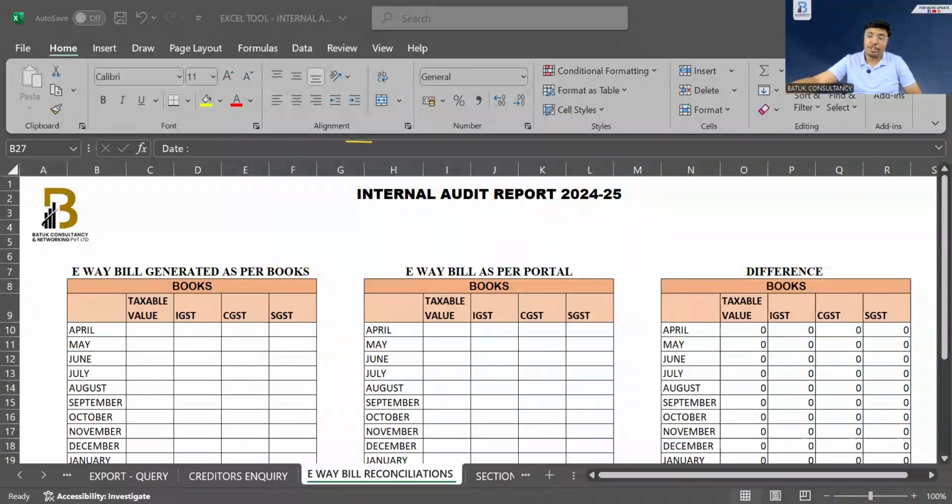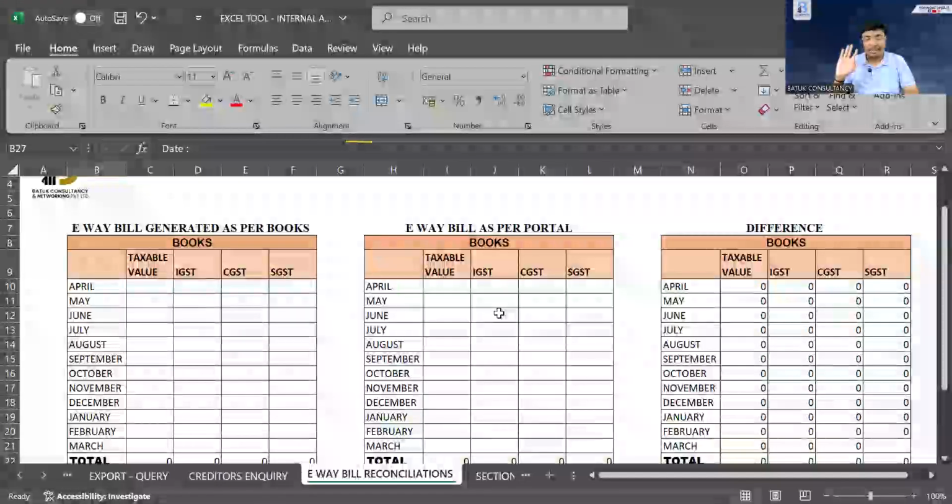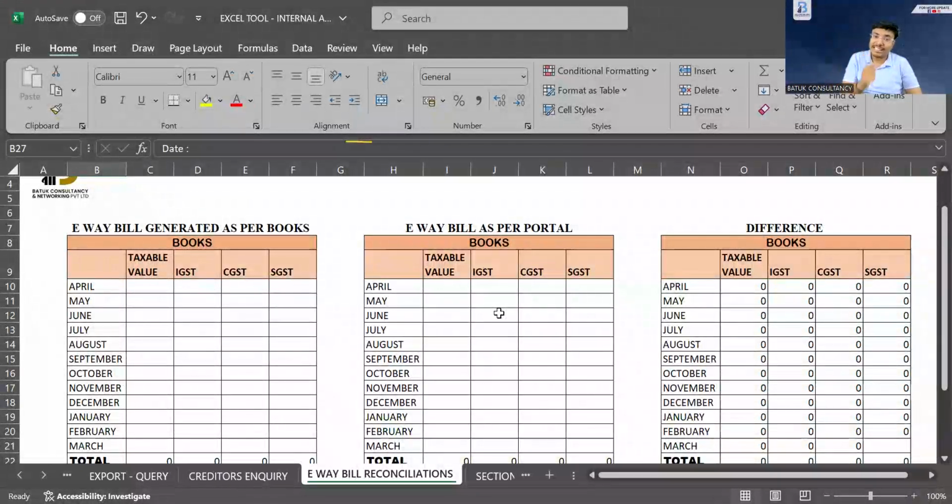So for that purpose, every accounting software is compatible to generate a report for the e-way bill generation. So you just need to prepare monthly data: e-way bill generated as per books of accounts, and e-way bill as per portal. So the difference will automatically be there. From your books of accounts, it will generate the e-way bill summary. Every accounting software is competent here. So you just need to download the month-wise e-way bill summary, so the amount will be there. And your accounting software can easily fetch the e-way bills which have been generated on the portal.